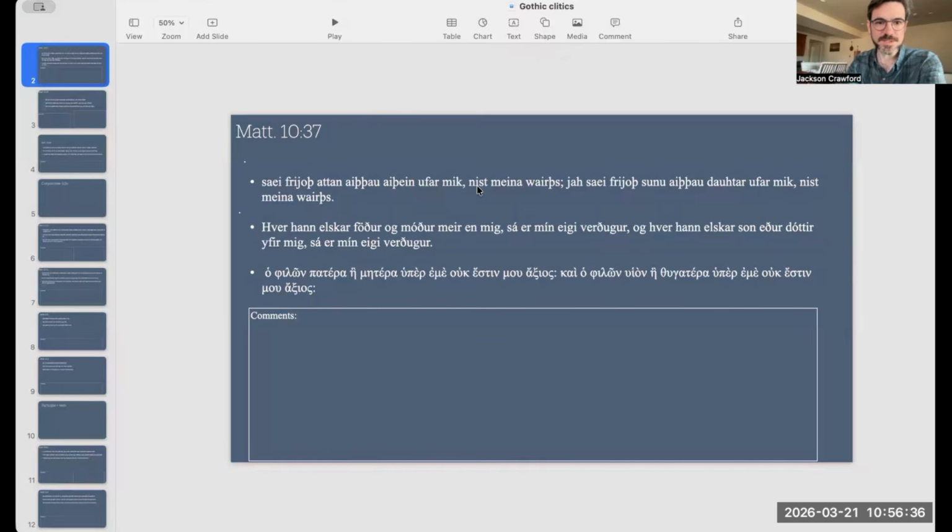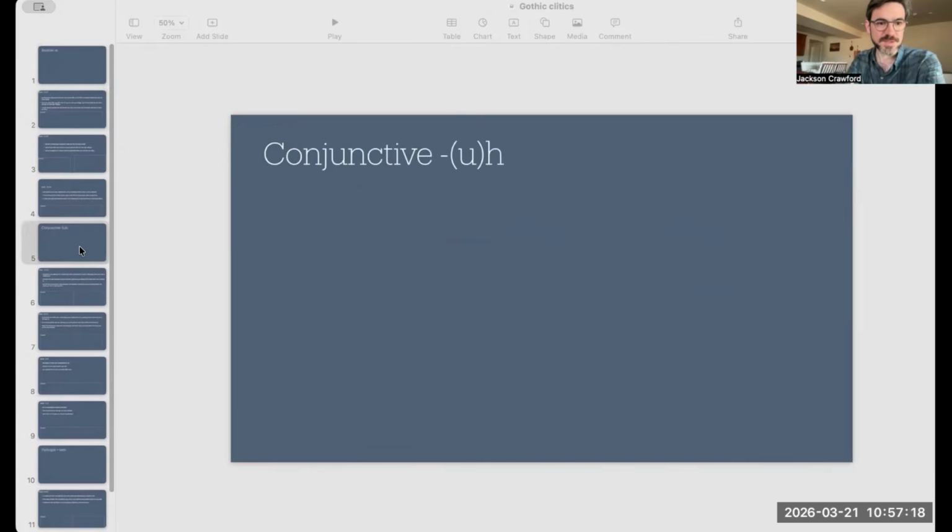I isolated a bunch of sentences that have these. All right, "sa-ei frijōþ attan aiþþau aiþein ufar mik." That means "the one who loves father or mother over me." And the "who" is actually this -ei that's attached to that "sa". That "sa" isn't so unfamiliar, right? That's masculine nominative singular, that one, that guy. But the -ei is a clitic, and that's actually what makes that relative: "that one who." So sometimes these can show up in less familiar contexts than that.